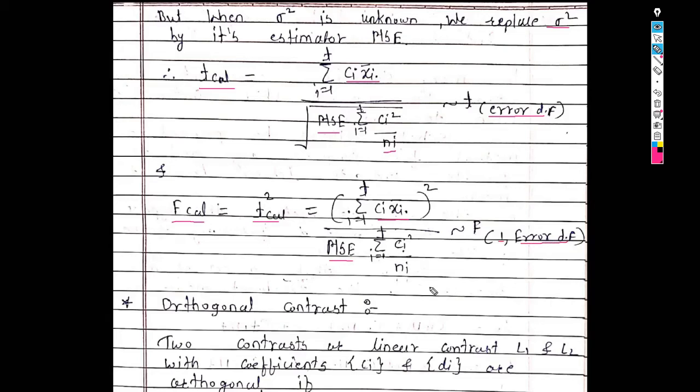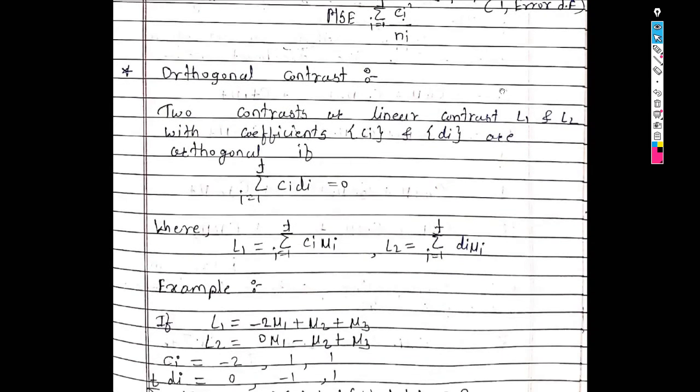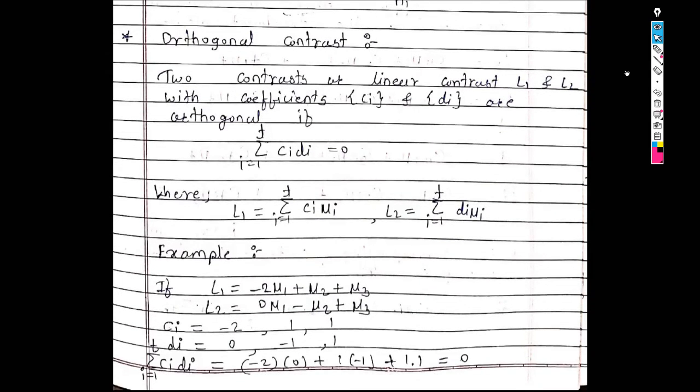Now we reject H naught if this F calculated value is greater than the F critical value, then we reject our null hypothesis at the given alpha level of significance, else we accept our hypothesis. So this is about linear contrast and its hypothesis testing. Now we will discuss orthogonal contrasts.